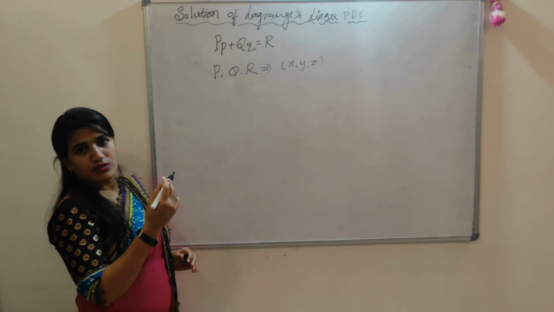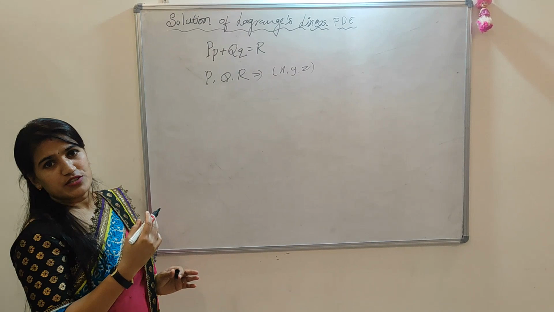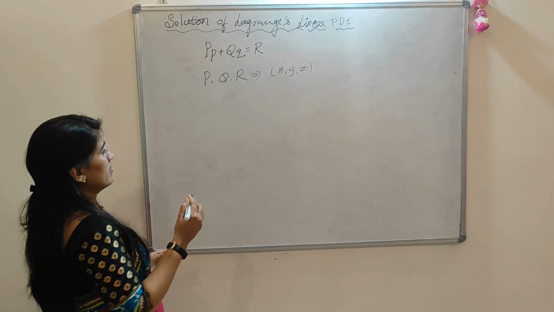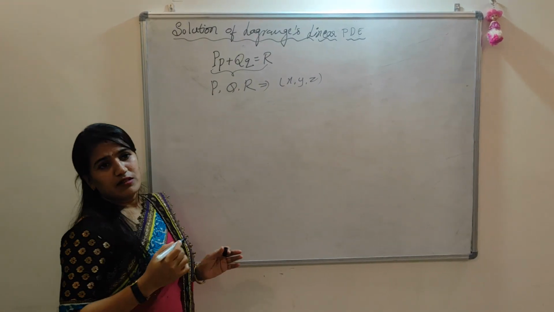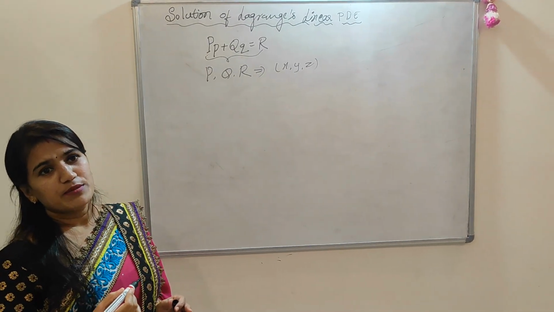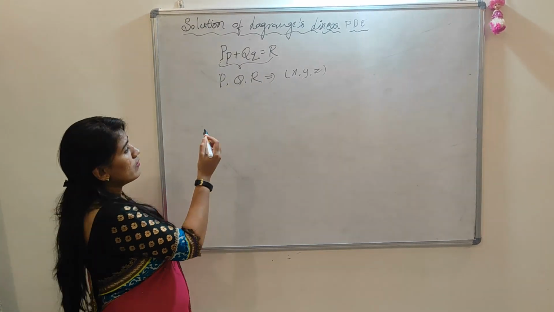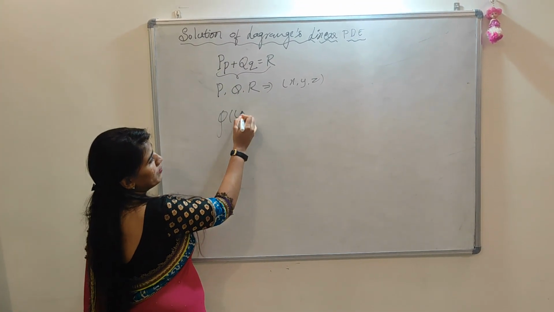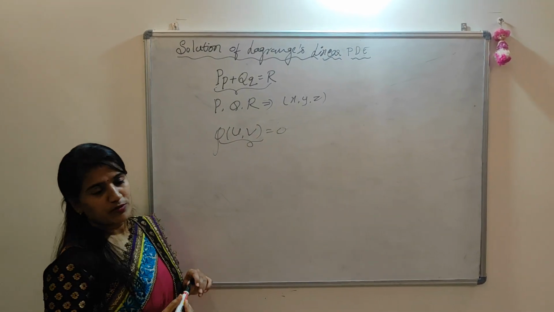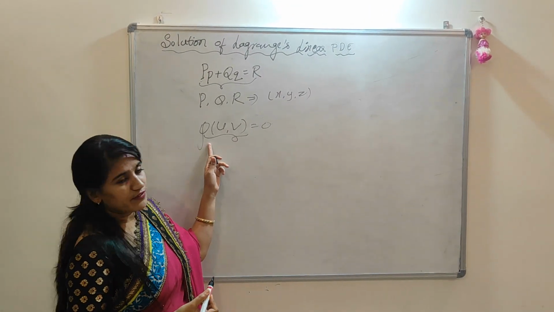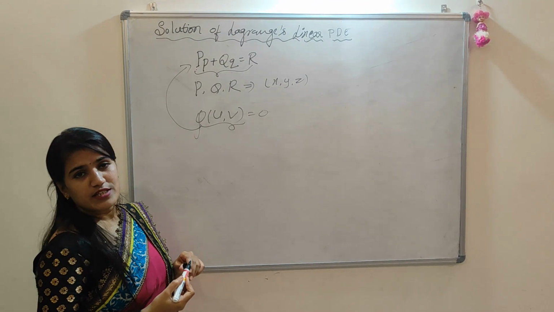Small p and q you are familiar with: p is the partial derivative with respect to x, and q is the partial derivative with respect to y. We are already familiar with this from the method of formation of PDE by eliminating an arbitrary function. This is the form we got: when eliminating the function phi in phi of (u, v) = 0, we got the solution in the form Pp + Qq = R.